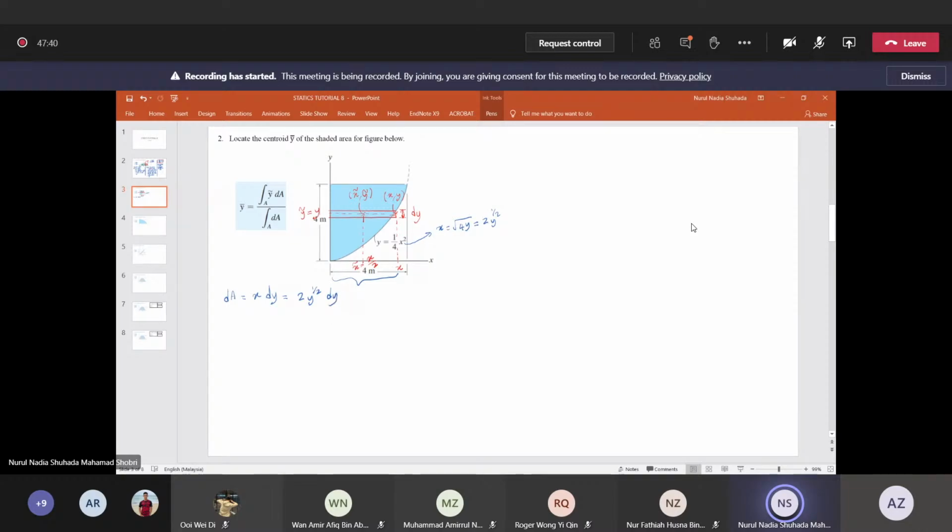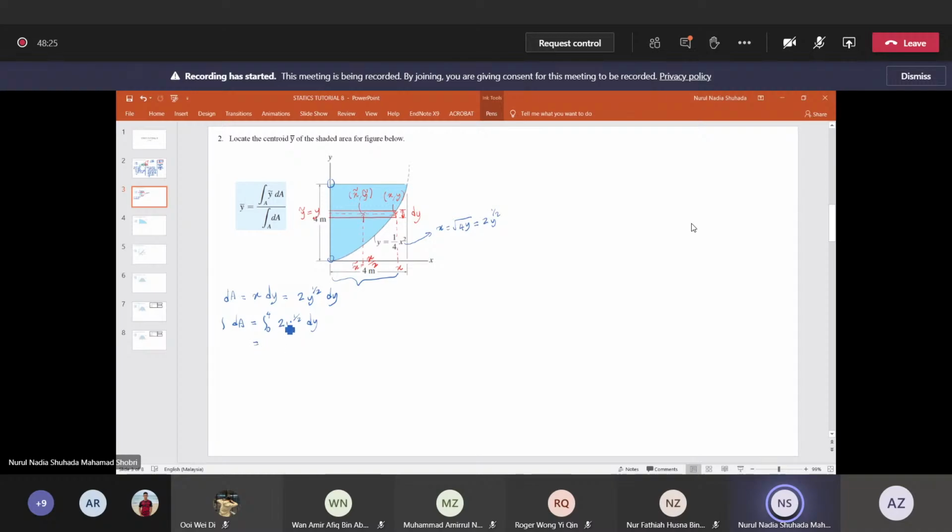Okay, so now we already have the value of dA, so we can integrate dA now. The integral of 2y to the power of 1 over 2 dy, and the range should be here and also here, so that means this is 4 and this is 0. Why do we take the coordinate from the y-axis? Because this is in terms of dy. Okay, you guys just have to integrate this.